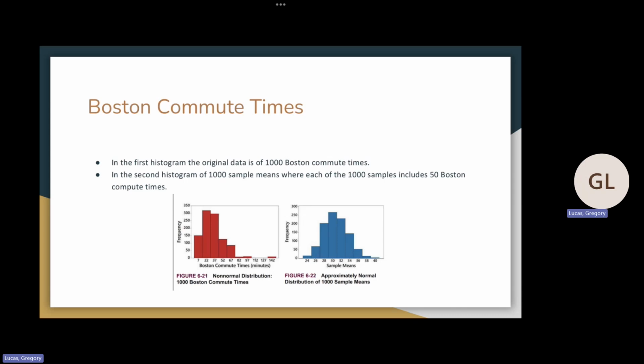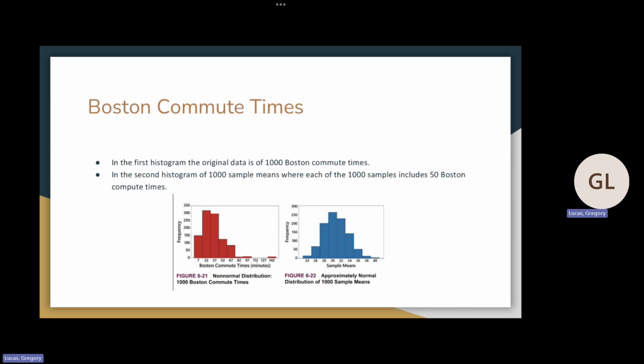Let's look at these following two examples. In the first histogram, the original data is 1,000 Boston commute times. The second histogram is of 1,000 sample means where each of the 1,000 samples includes 50 Boston commute times. All right. So we can see in the first one, we're going to have a non-normal distribution. We just have one set of data, and we're trying to get the distribution.